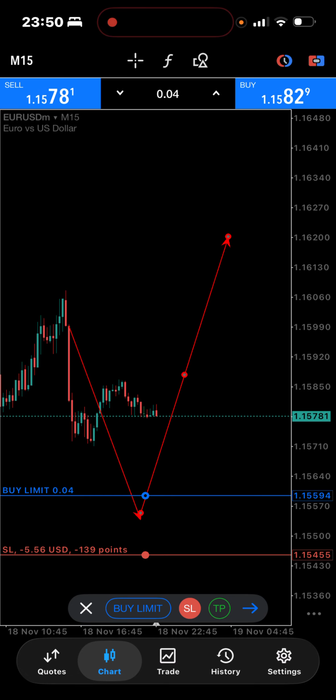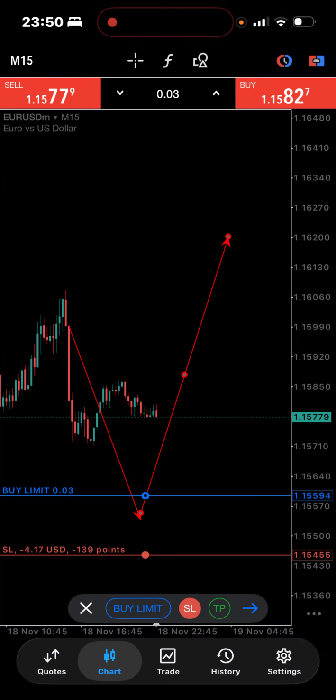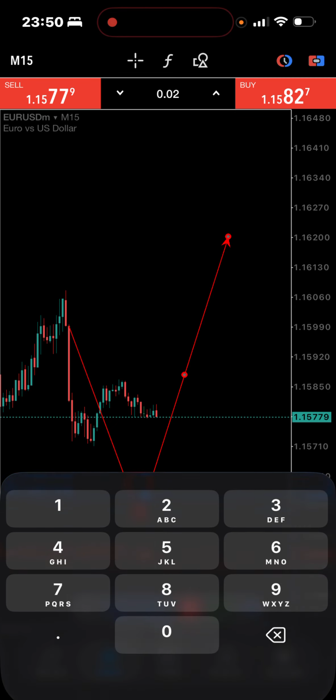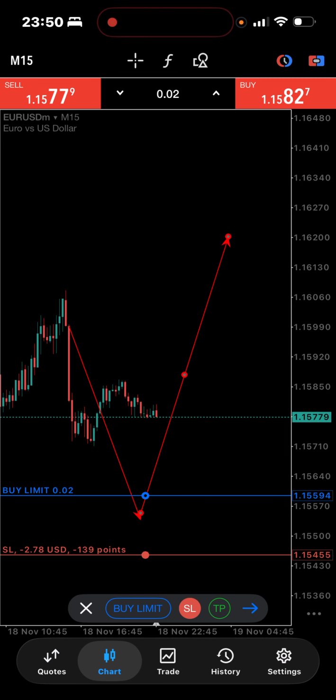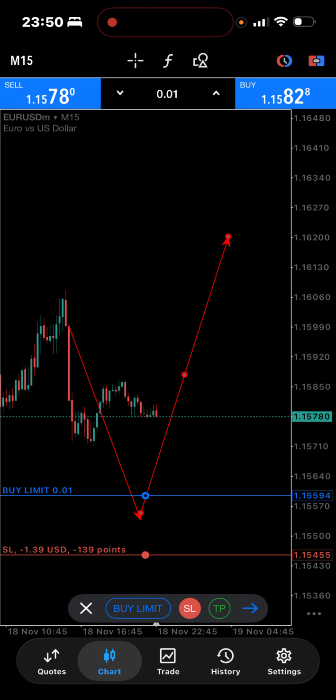So that's not reasonable. My loss is more than the $1.8 I want to be risking per trade if I'm risking 1%. So I change it lower to check when it reaches $1.8. I change it from 0.4 to 0.3. But has it reached $1.8? No, it's still on 4.17. So I change it to 0.2. Has it reached $1.8? No, it's 2.78. Let's try 0.1. Has it reached $1.8?